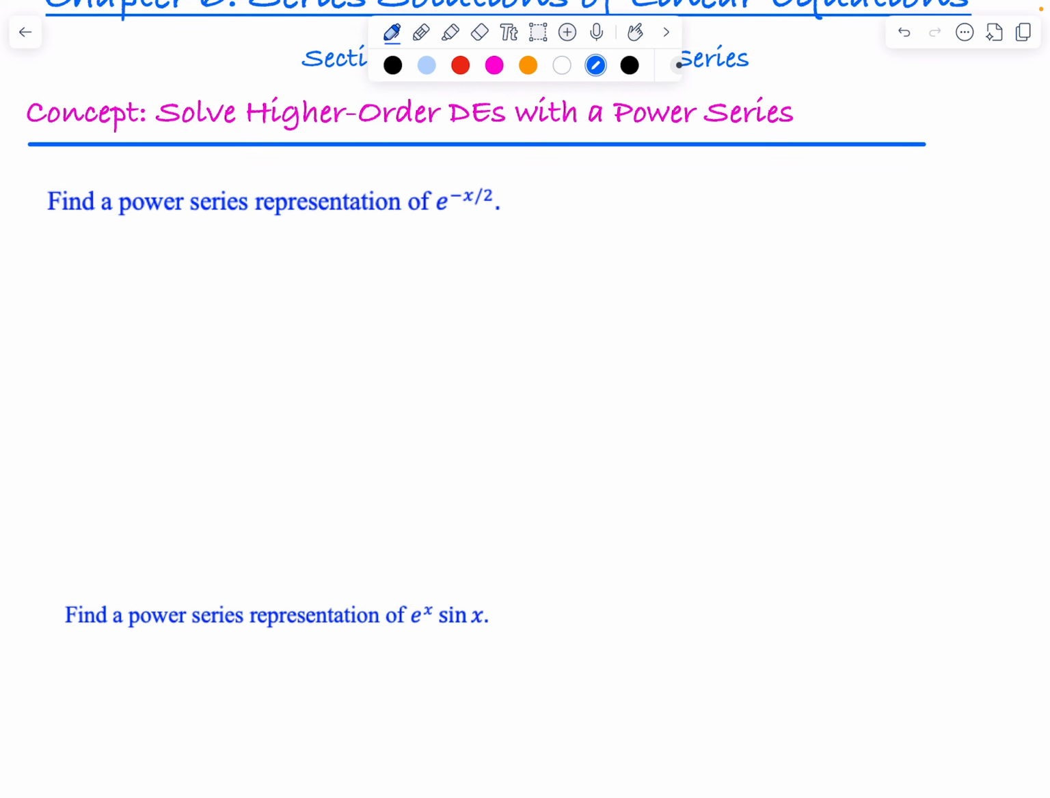All right, so I have e to the negative x over 2. This is e to the negative 1/2 x, right? And we can use the series that was on the last page. This is going to be the summation from n equals 0 to infinity of 1 over n factorial, that's part of it, and then x to the n. So I'm going to put negative 1/2 x to the n. I just plugged it in where the x would have been.